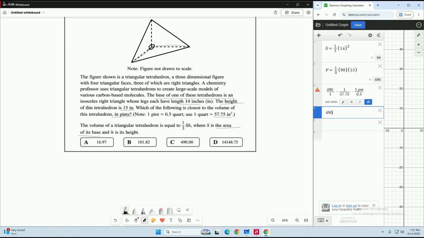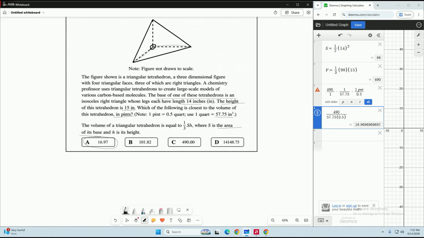So if I do 490 times 1 times 1, that's just 490. Divide that by 1 times 57.75, so 57.75 times 0.5. I get my value as 16.969696, and that basically rounds to 16.97, which is answer choice A. So that's my correct answer to this question.